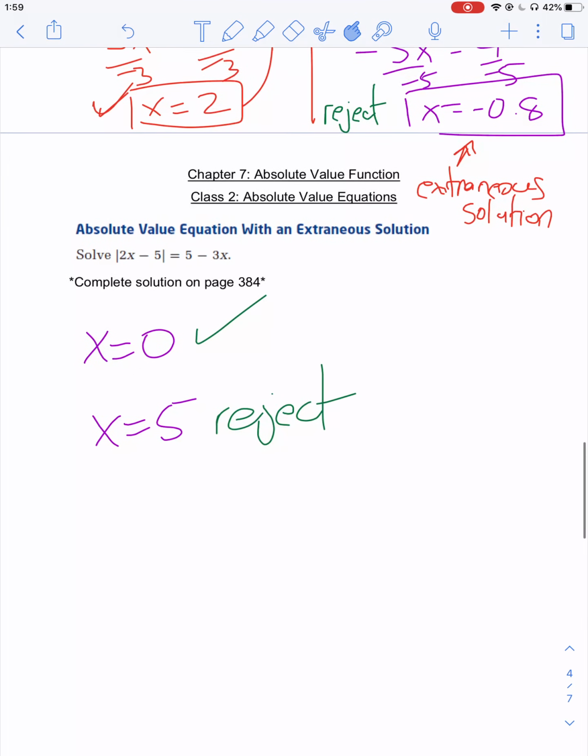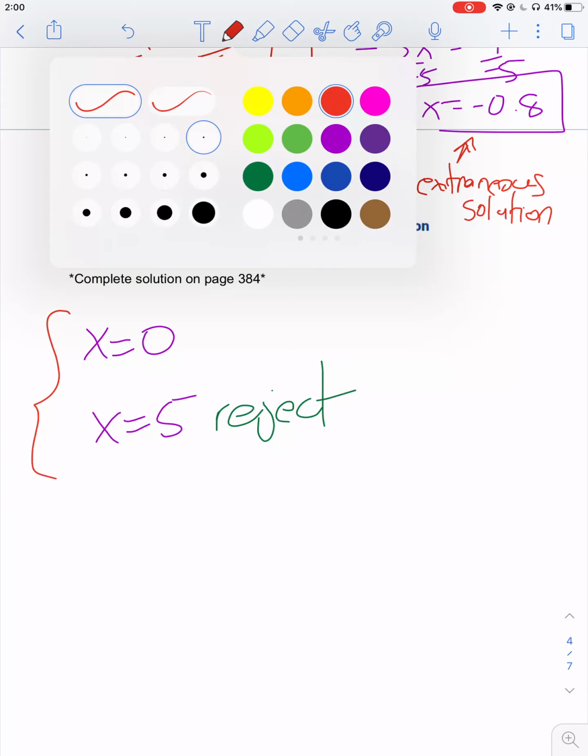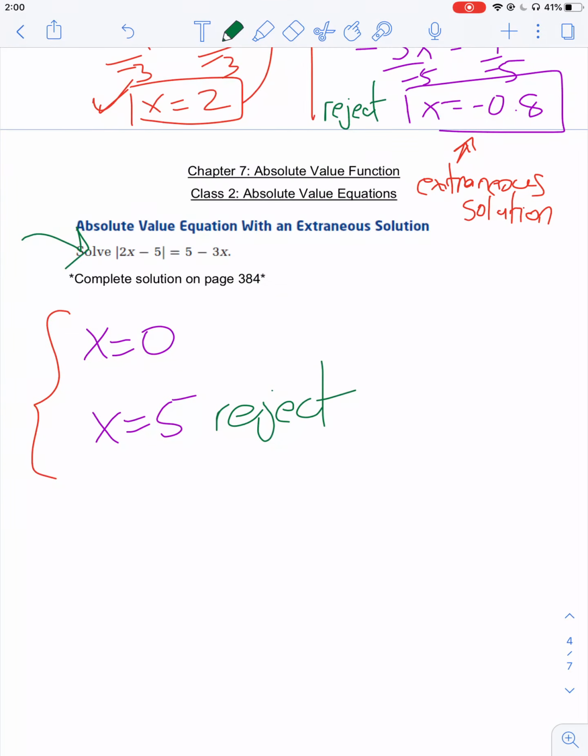Again, this is on page 384. But if you work this out, you're going to get these two solutions. You'll have to reject this one because it will obviously not be within your domain. But even to convince yourself further, what you could do is just check. Plug in x equals 0 on both sides, and you'll see that you're going to get the same thing on both sides. In this case, it happens to be 5. Plug in x equals 5, and you're not going to get the same thing. There are many ways of knowing which solution to reject. Either look at your domain or just double check by plugging it in, okay?